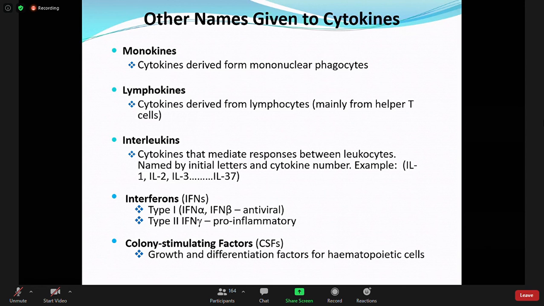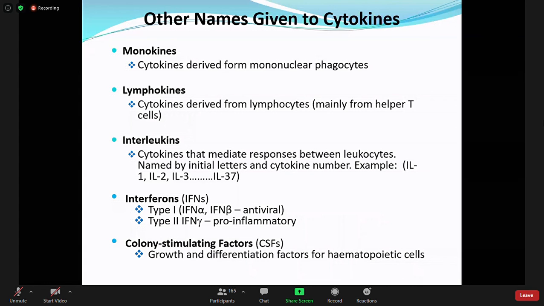Over time, they managed to look into these supernatants, isolate various proteins, and then see in more detail what the particular functions of these proteins were. Because many of these substances were extracted from monocyte supernatants, they were called monokines.